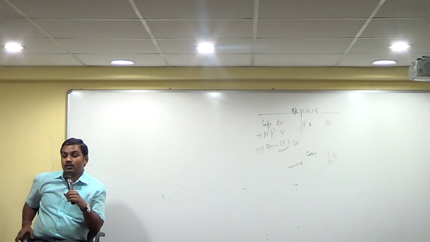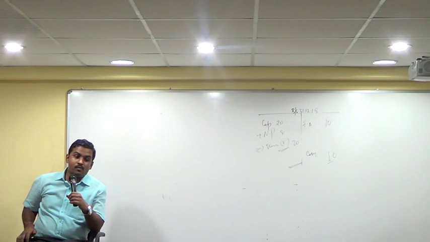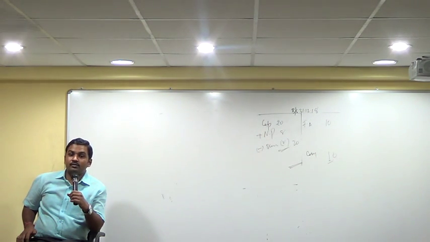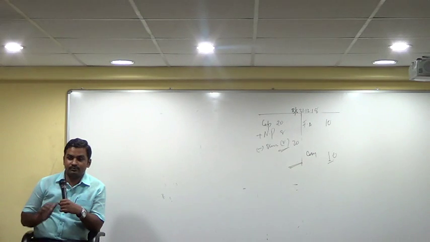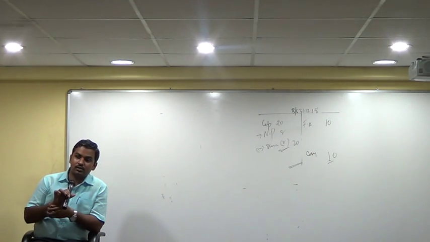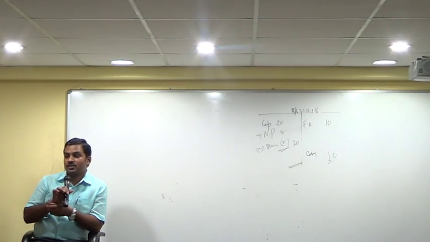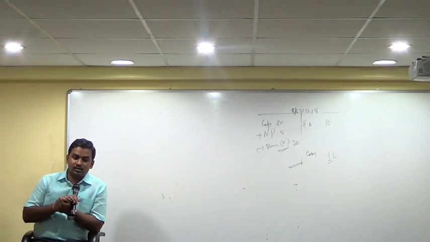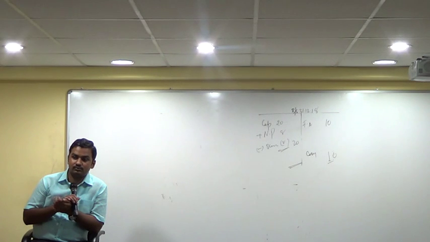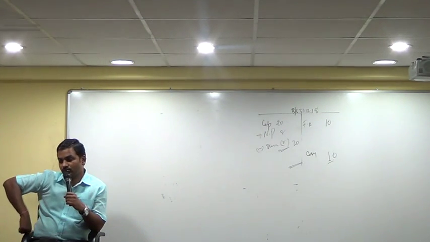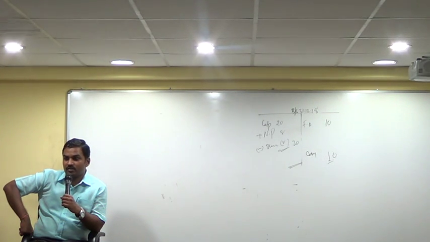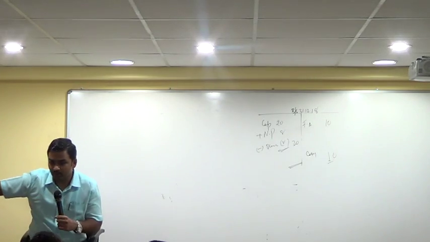Show the P&L account, machinery account, provision for depreciation account, and balance sheet for the year ended 31st December 2014, 15, 16 and 17 also. You will do the problem along with me.